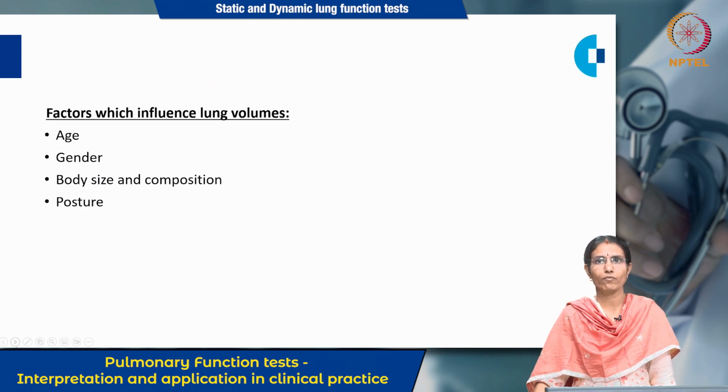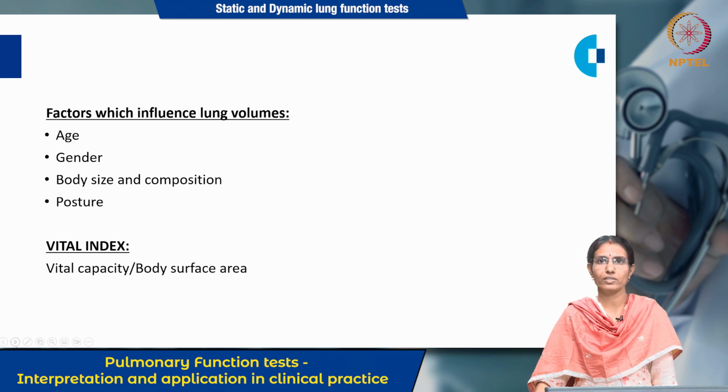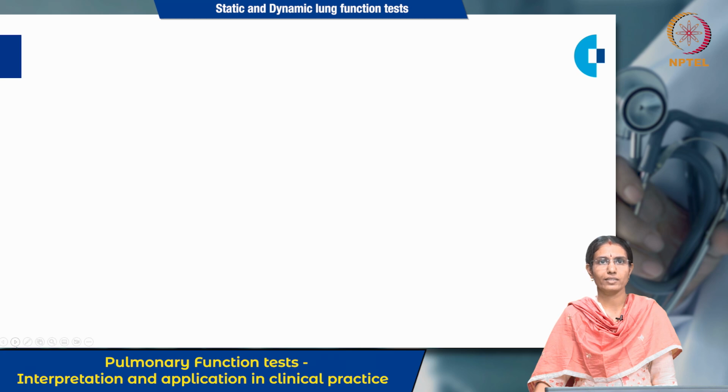And what are the factors which influence these lung volumes? A lot of factors influence these lung volumes like age, gender, body size and composition, posture. And the index, vital index, is calculated based on body surface area. So vital capacity divided by body surface area gives vital index.